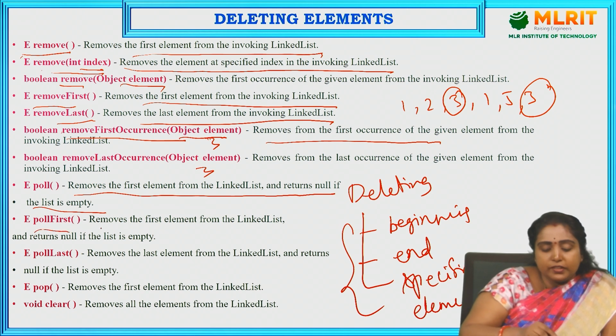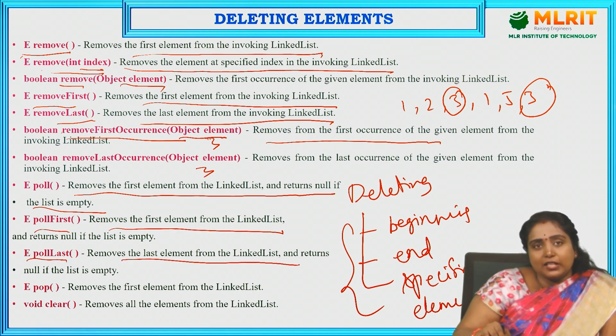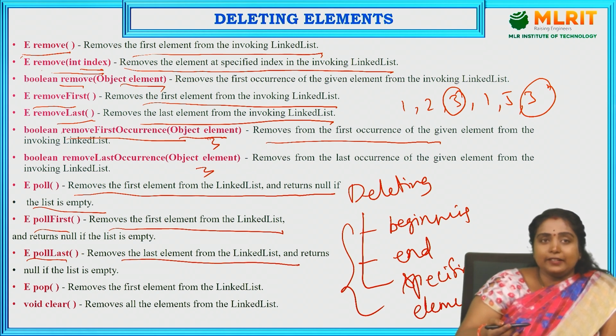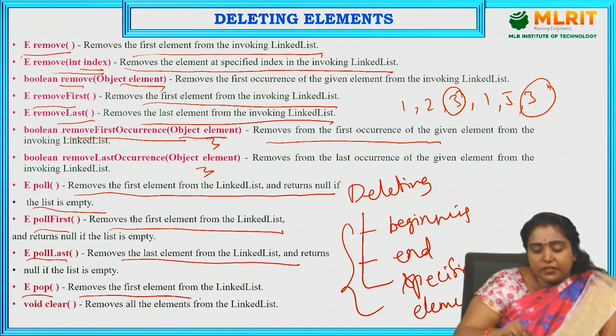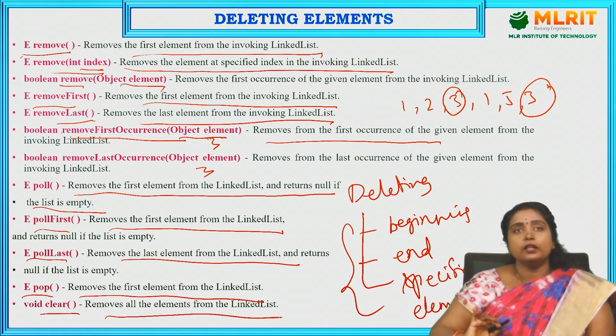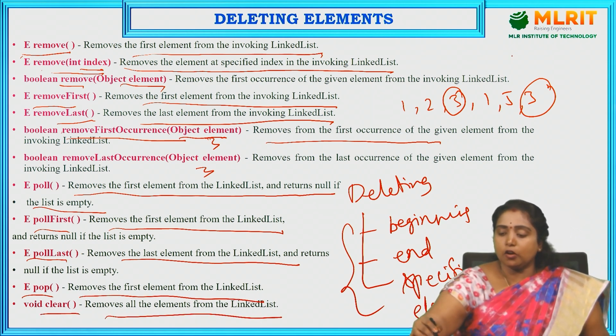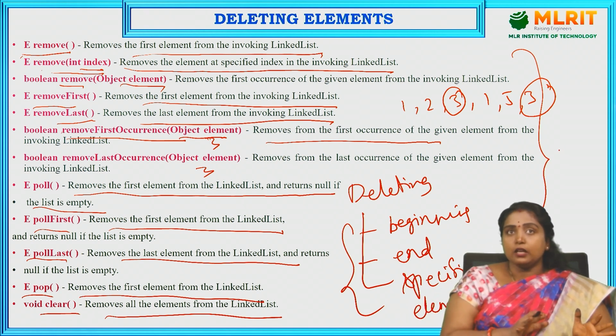And poll first will remove the first element, and poll last will remove the last element of the linked list, and it will return the null value if the list is empty. And pop will remove the first element from the linked list. And void clear removes all the elements from the linked list. So these are all the operations that can be performed on the linked list for deletion.